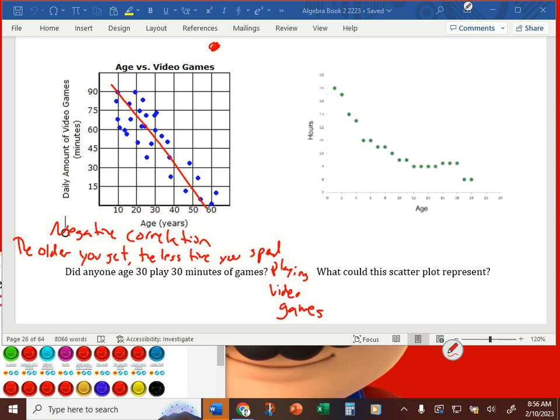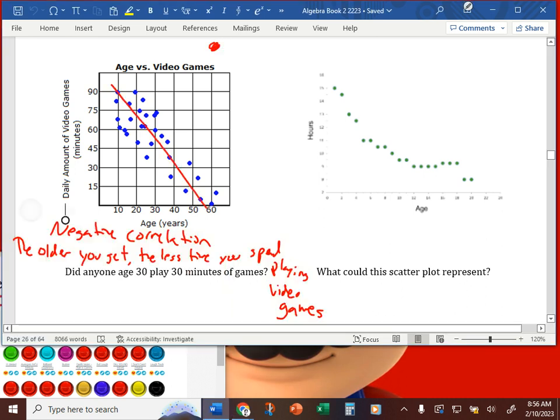Go ahead. Would it be okay if we put something like age equals less time on video games? No. Nope.